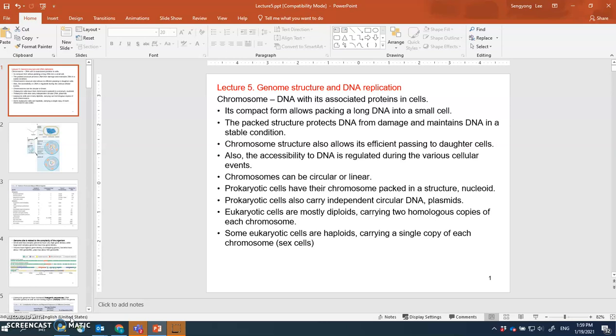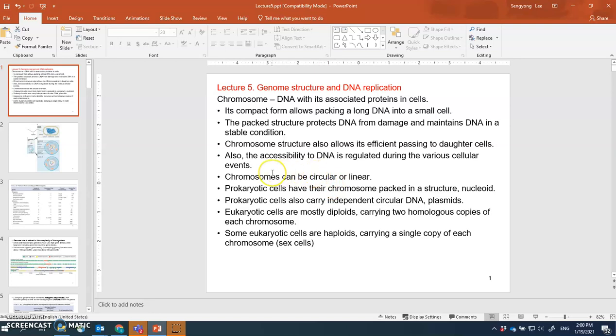That's a chromosomal structure. The packed structure also protects the DNA from damage that could happen. Also, it maintains the DNA in a stable condition. And the chromosome structure allows efficient passing to the daughter cells during cell division, and accessibility to DNA is regulated during various stages of cellular events, like replication or cell division.